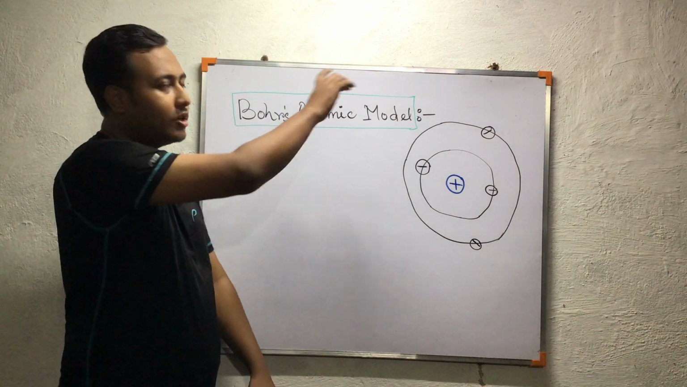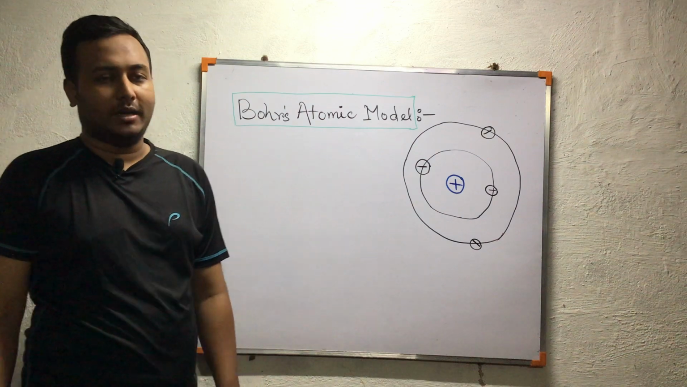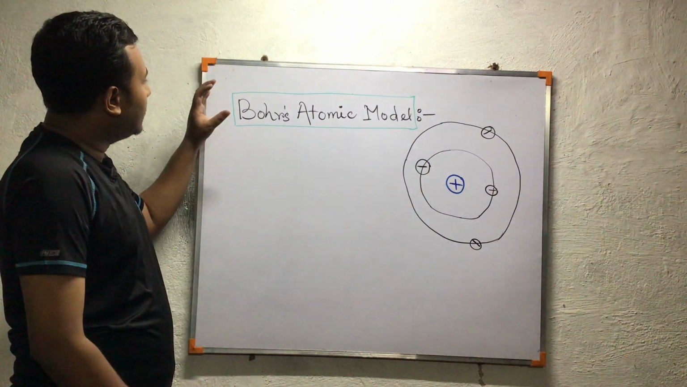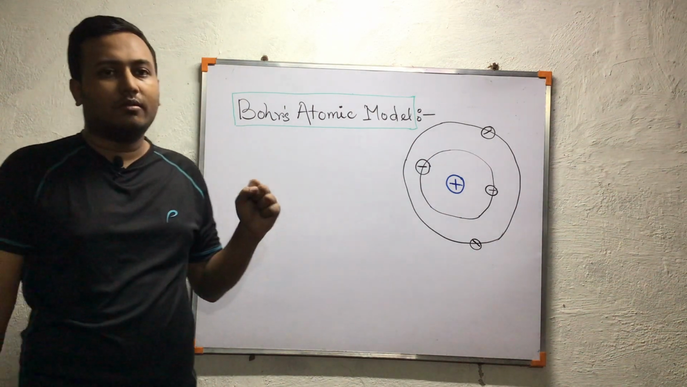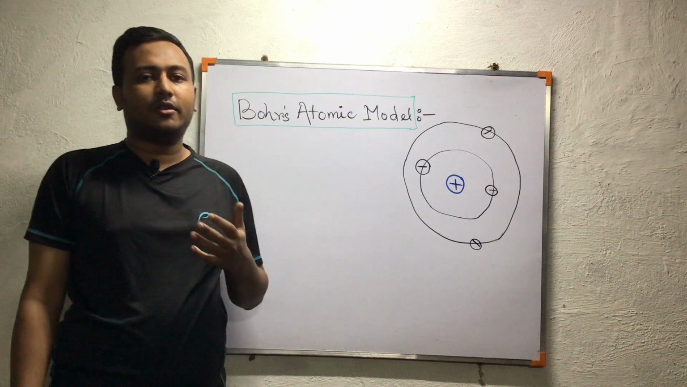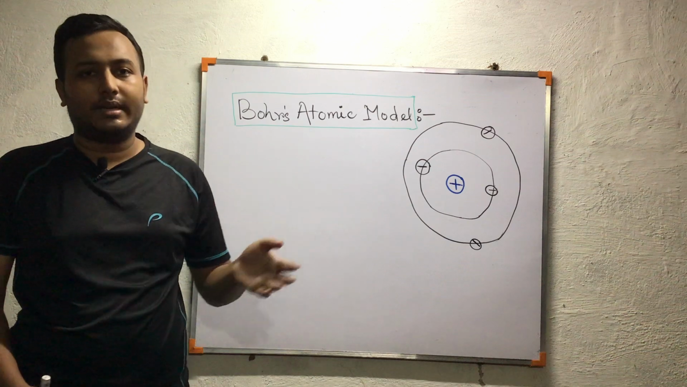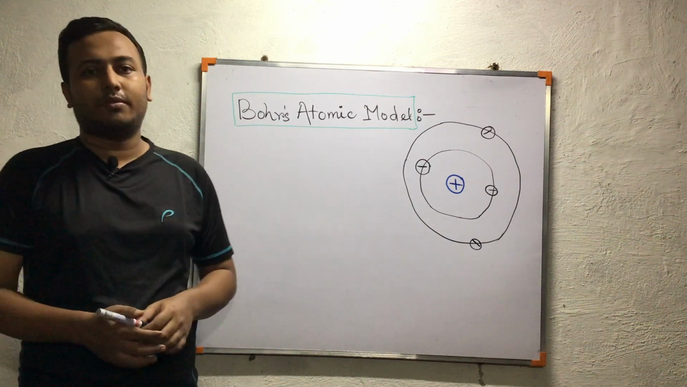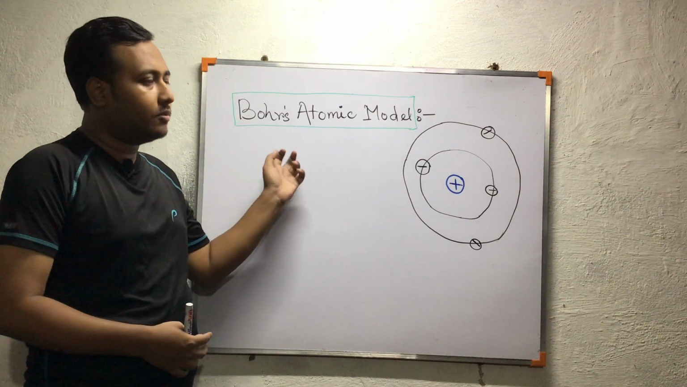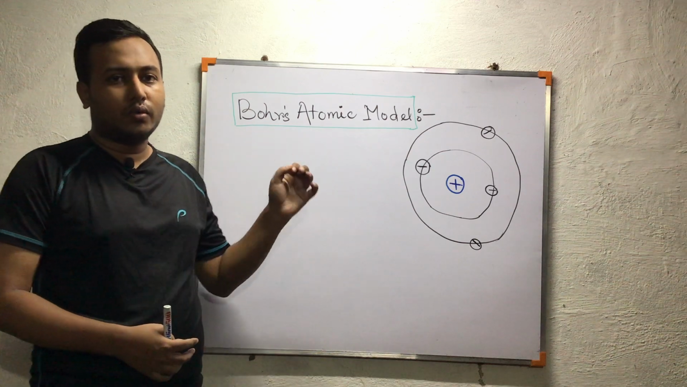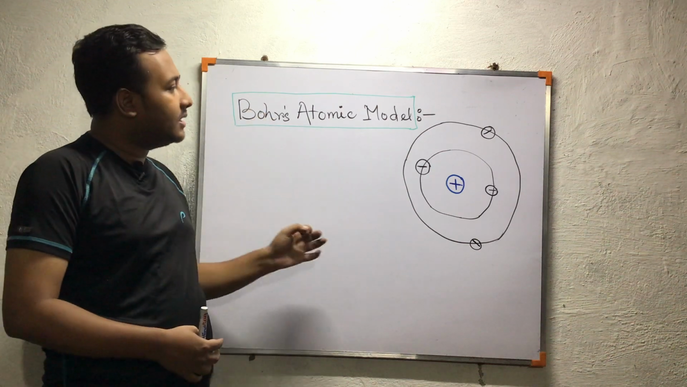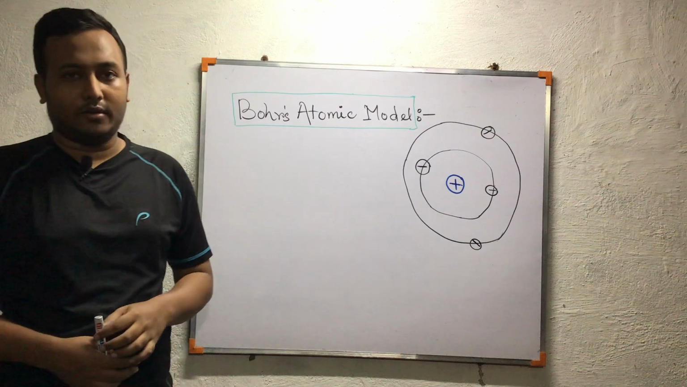Today we are going to discuss Bohr's atomic model. Before that we have already learned about Rutherford's atomic model. But there is a limitation or demerit in Rutherford's atomic model. Rutherford's atomic model failed to explain the stability of an atom.